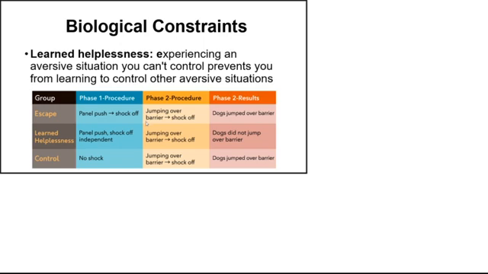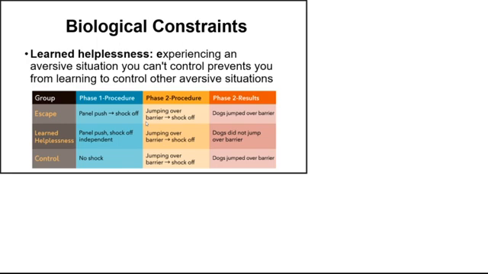And then our last topic here is to discuss very briefly the idea of learned helplessness. So this ties back to what we had talked about earlier with escape and avoidance conditioning. Learned helplessness is kind of like when we have an escape conditioning setup, but we're not actually able to escape. If you experience an aversive situation that you don't get any control over, something that you can't escape or can't avoid, it can actually prevent you from learning anything about escaping or avoiding that situation in the future.